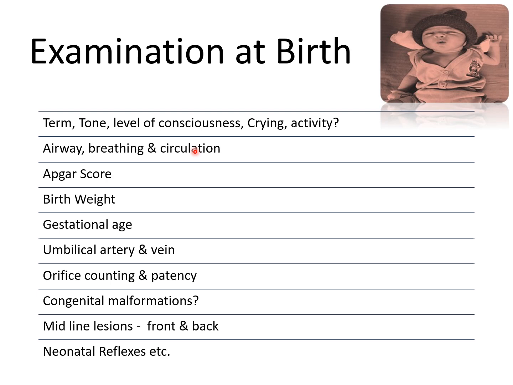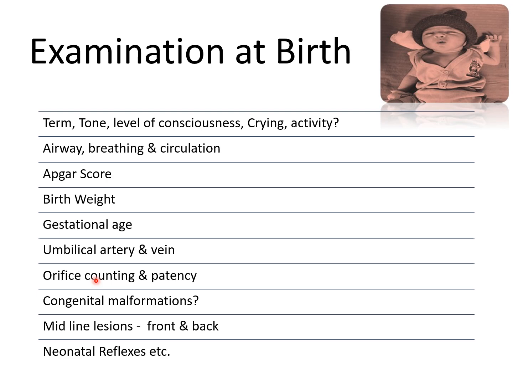Airway, breathing, circulation should be checked at the time of birth, and accordingly if the newborn requires resuscitation then it should be started. Apgar score should be calculated at 1 minute and 5 minutes. In the next slide I will tell you the details. Birth weight should be measured and gestational age calculated by the New Ballard scoring system. Umbilical artery and vein should be checked. If the newborn has a single umbilical artery, there are chances that the newborn may have a congenital malformation. Orifices should be counted and patency checked.